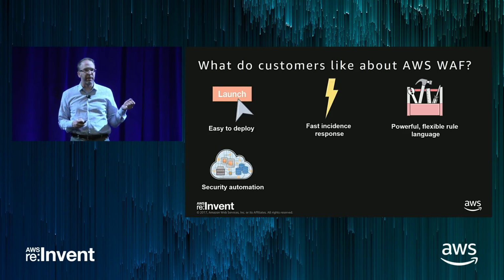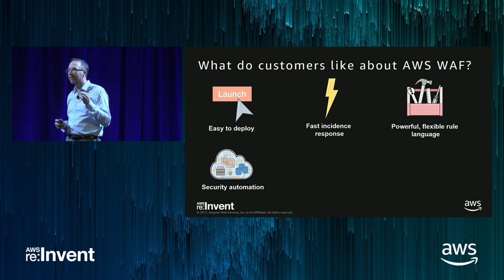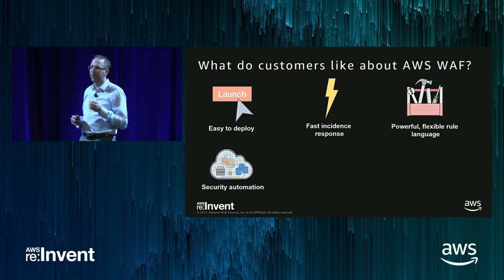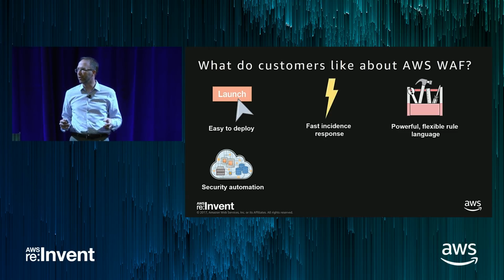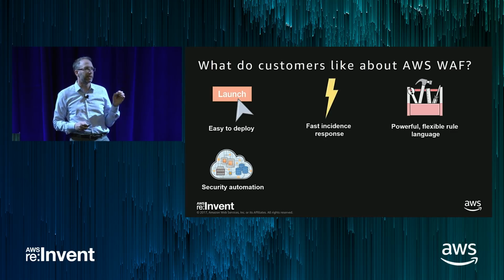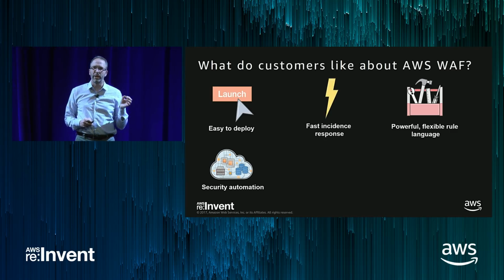Customers also said they like the security automation. They like the fact that AWS WAF is a first-class AWS service with full APIs, so anything you can do in the console, you can do through APIs, which really assists with the ability to create automation.